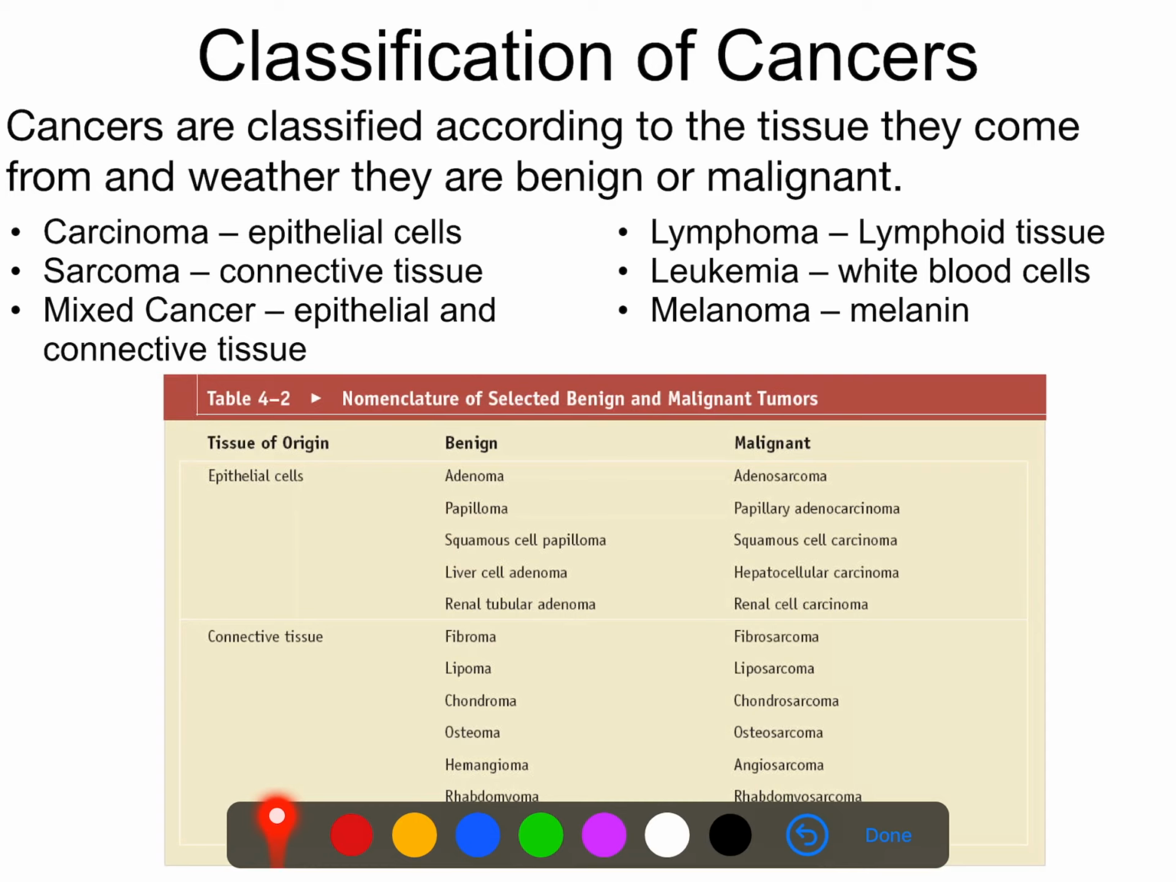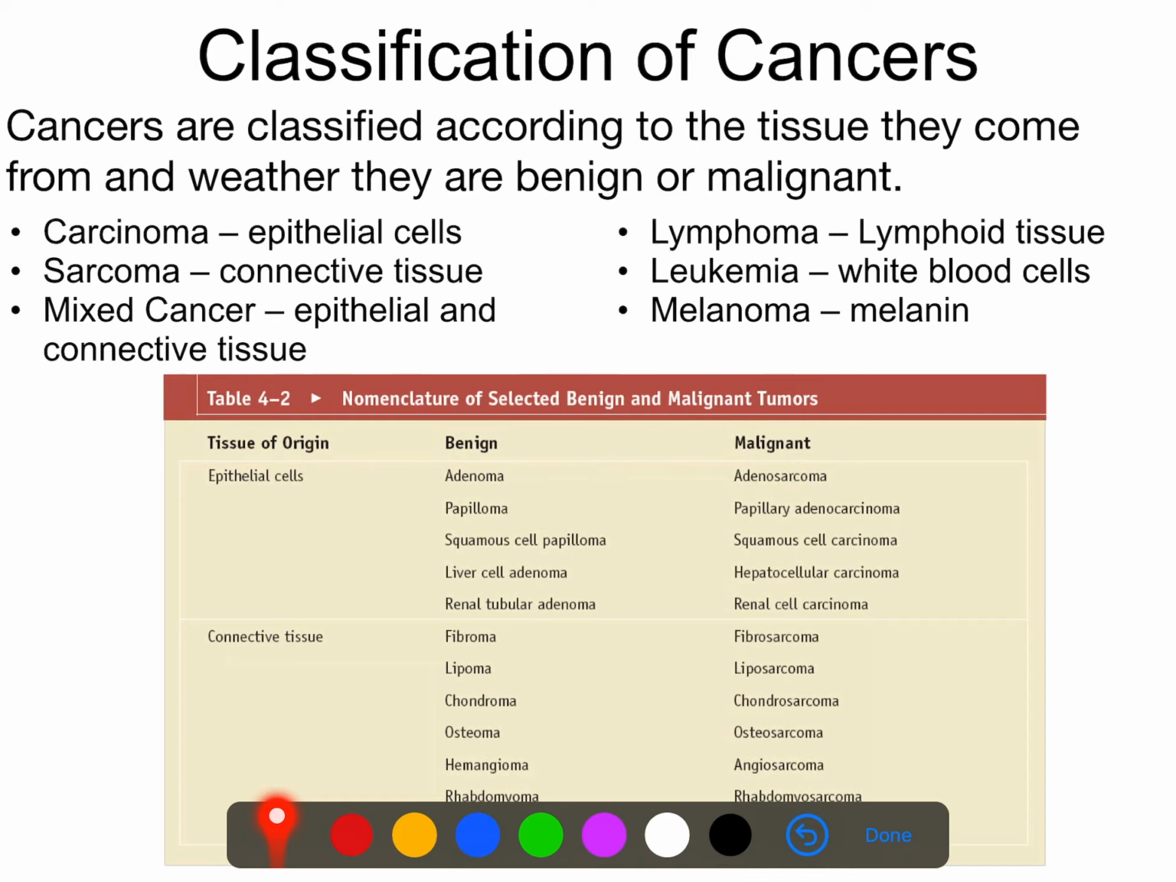A papilloma is basically a wart. A wart is a benign tumor of the skin cells, whereas papillary adenocarcinoma is a cancer of those same skin cells. Lipoma is a benign tumor of fat cells, whereas liposarcoma would be a malignant cancer of the fat cells.